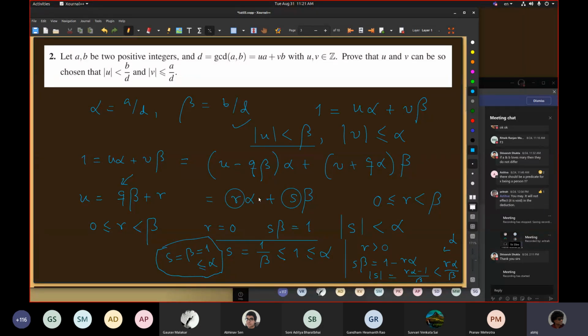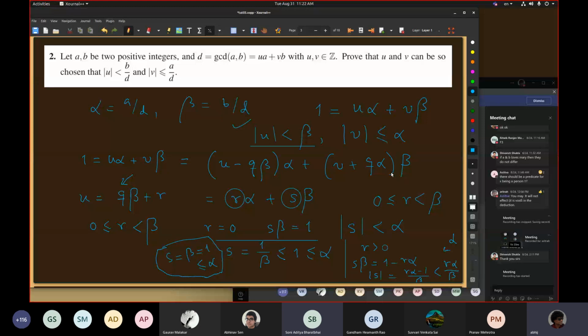Okay. So just think of this as my new u. Think of this as new v. Instead of r and s, I could have written u prime, v prime. So I can start with any u and v, but eventually I get some u and v after these operations which satisfy this. If I call it, u prime is less than beta. If I call it, v prime is less than alpha.